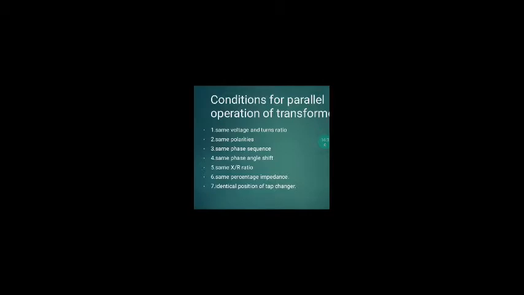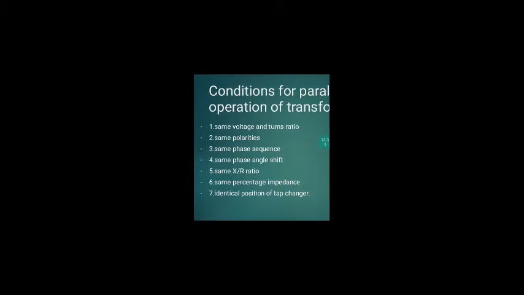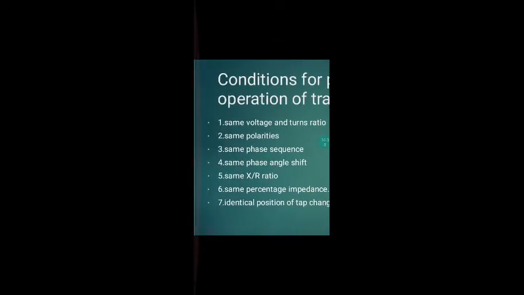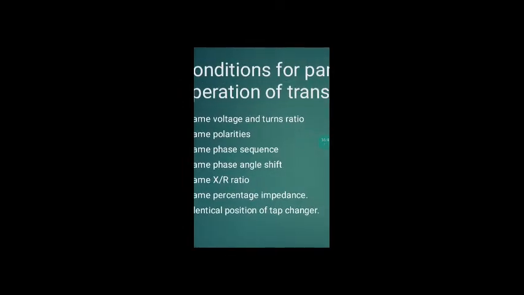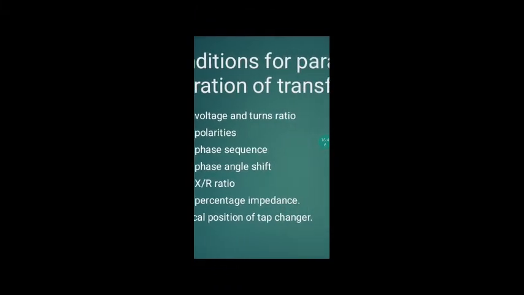If you are connecting them in parallel, then the X by R ratio of the transformers must be same. Then same percentage impedances. Both the transformers must have same percentage impedance. Then the last point is identical position of tap changer. Both the transformers which are going to be connected in parallel must have the identical position of the tap changer. So these are the points. So finally we have completed this unit 1, which is having 40 marks.